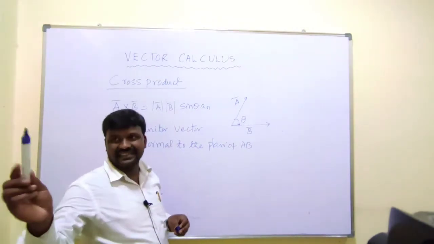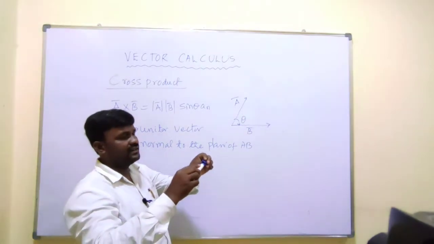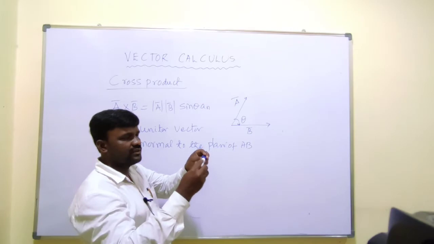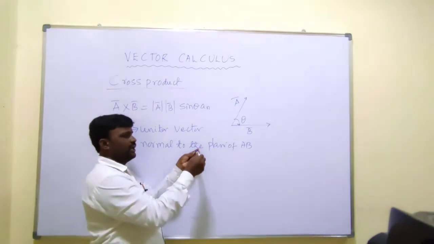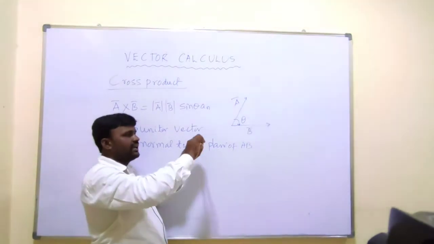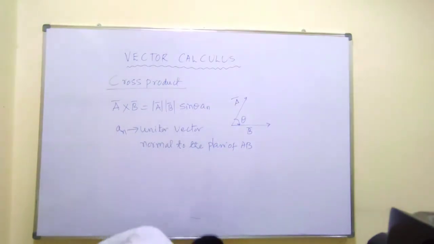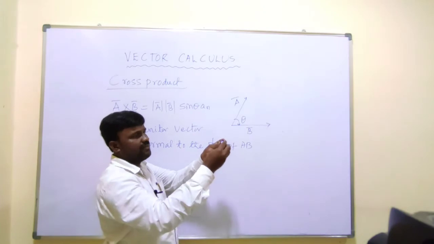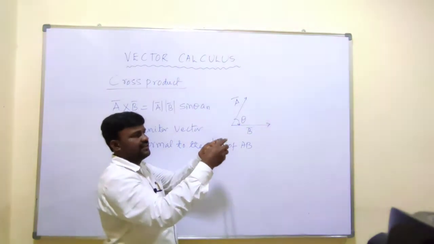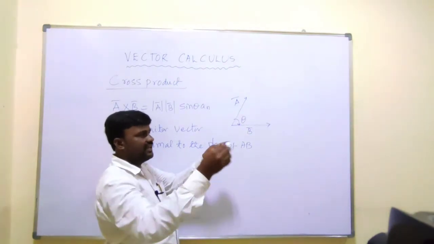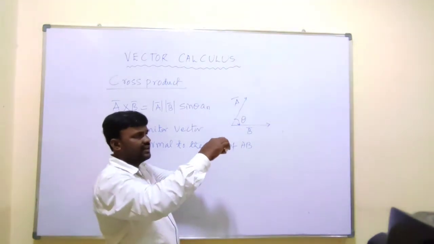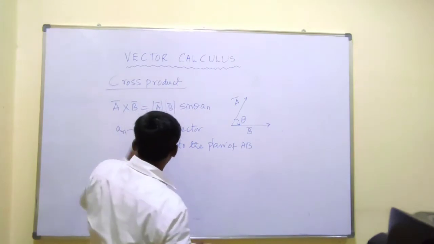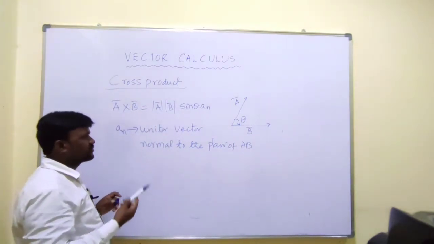Right-handed screw. Let us take this as a screw. If I rotate this screw in this direction, it moves into the board. If I move in the opposite direction, it comes out of the board. So basically this one satisfies what? A right-handed screw rule.